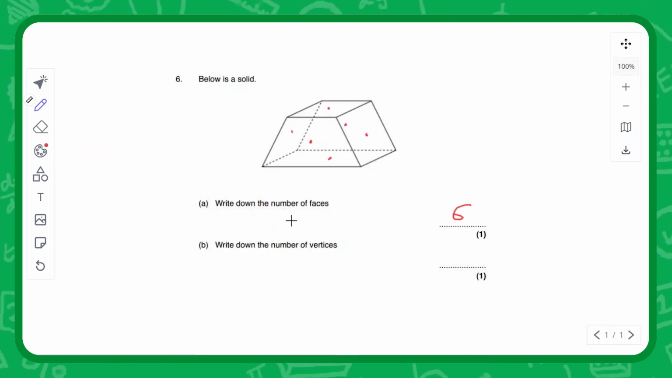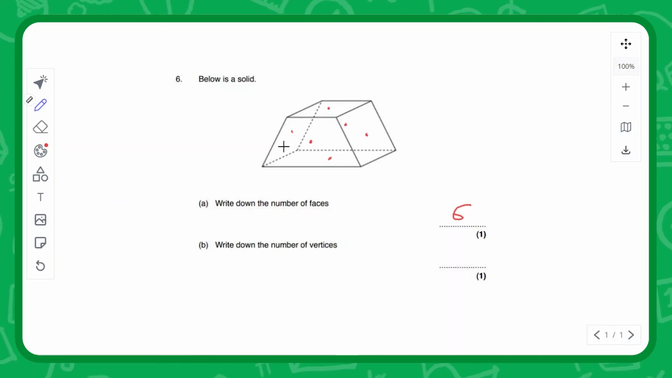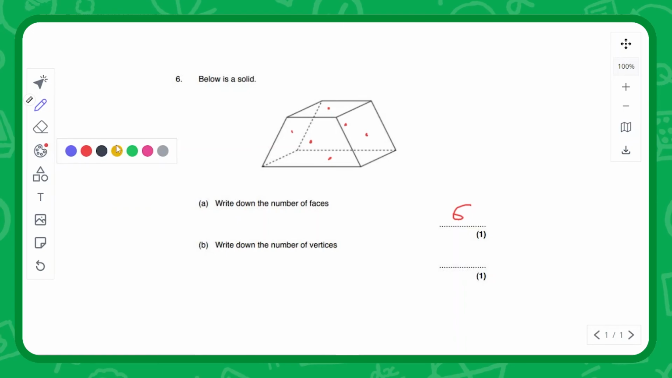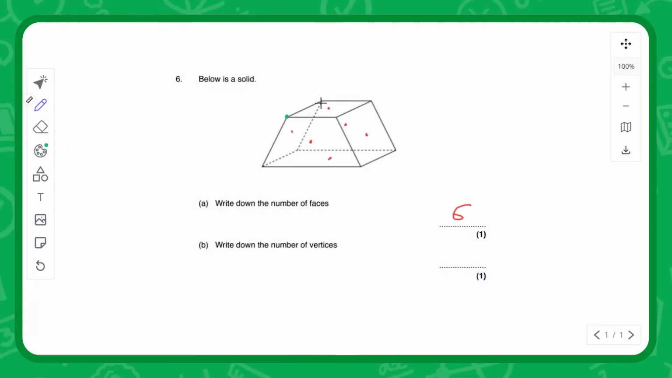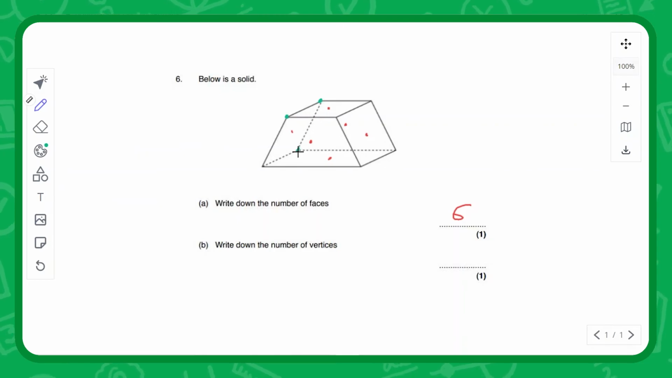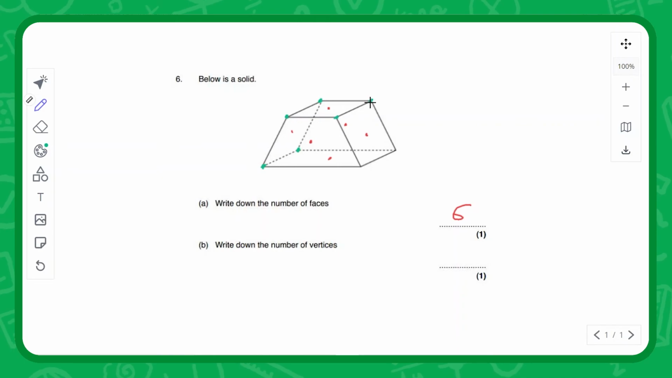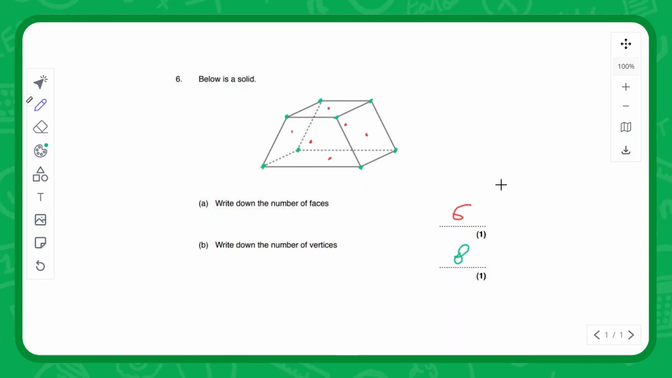Now, what about the number of vertices? A bit easier, this one. Just check all the points where the edges meet. Do it in a different color. We have 1, 2, 3, 4, 5, 6, 7, and 8. So that's 8 vertices in total. So that would be your marks for that question.